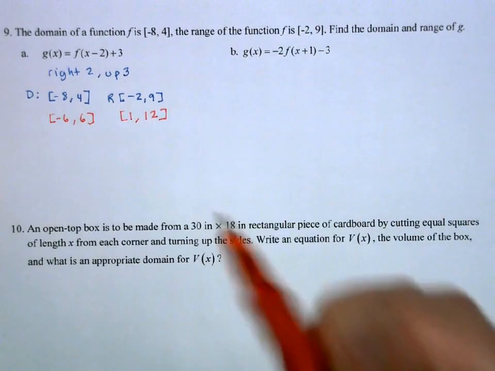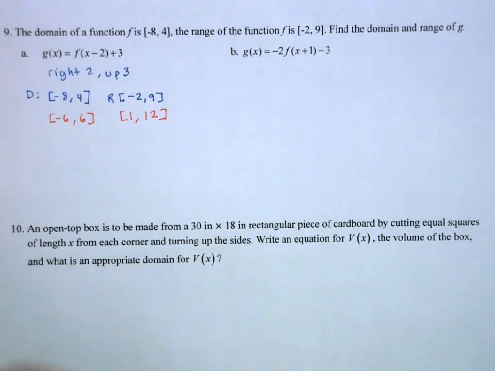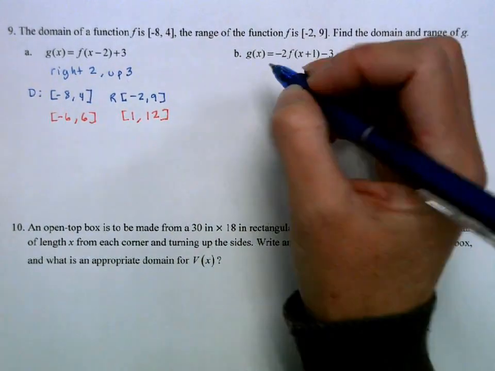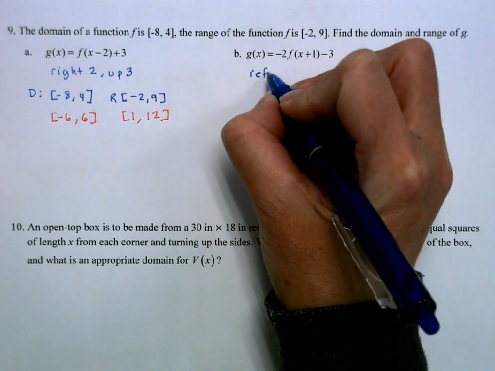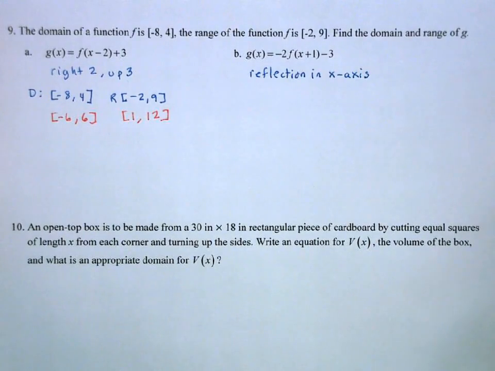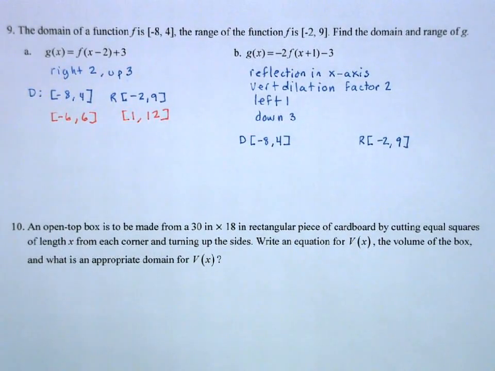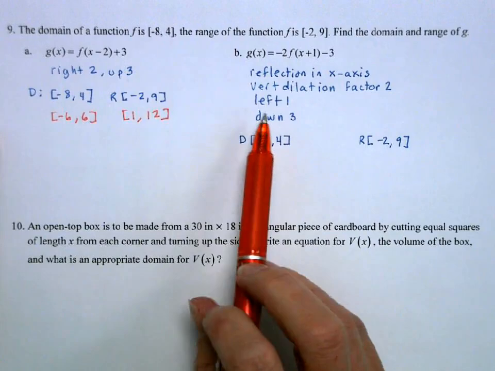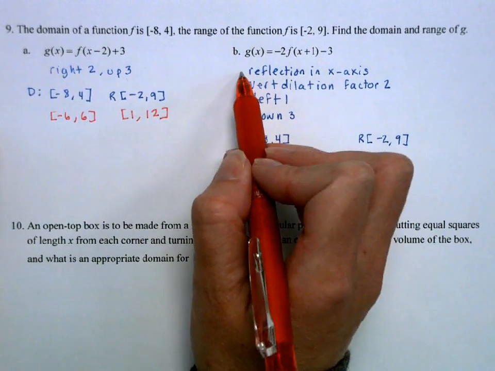Okay, here we have a reflection in the x-axis. We have a vertical dilation by a factor of 2. And then we're going to the left 1 and down 3. Okay, so I'm just going to do this one step at a time. We're going to look at what's happening to the domain versus what's happening to the range. So the range is going to be affected by the reflection, the vertical dilation, and the vertical shift.